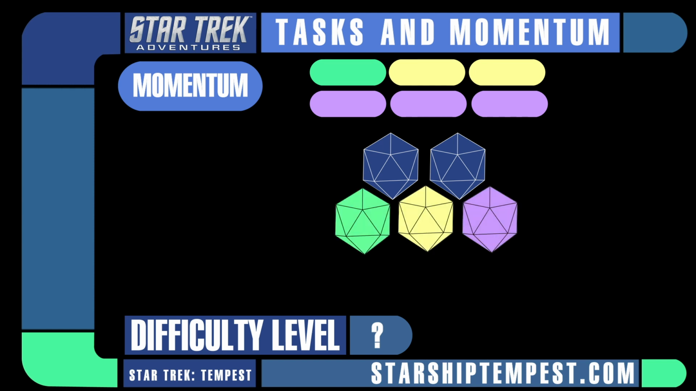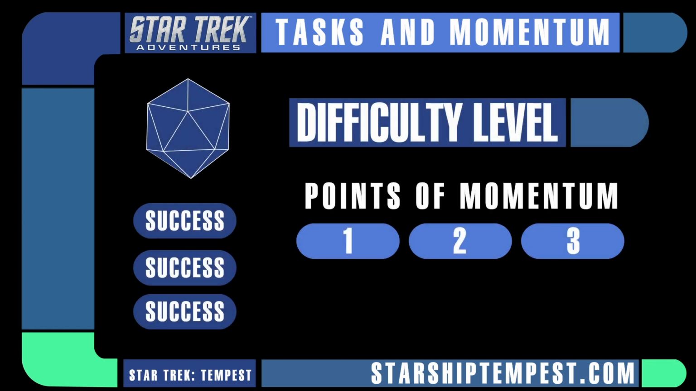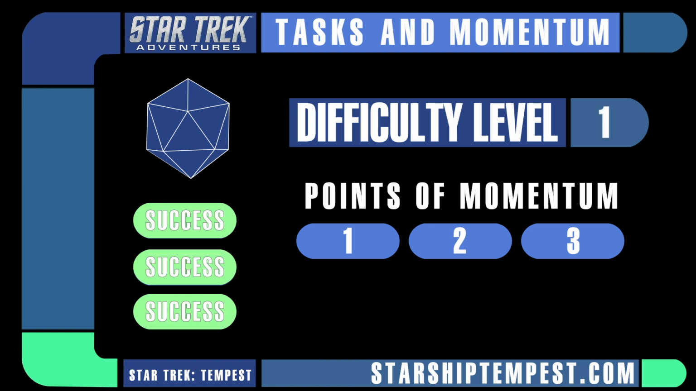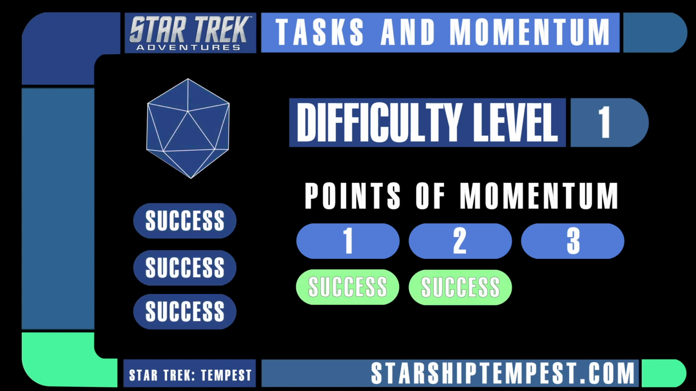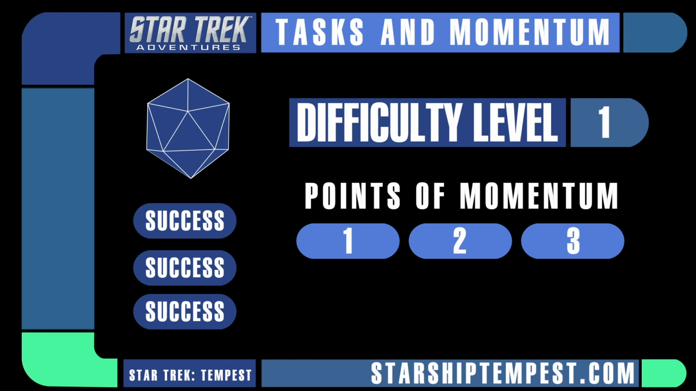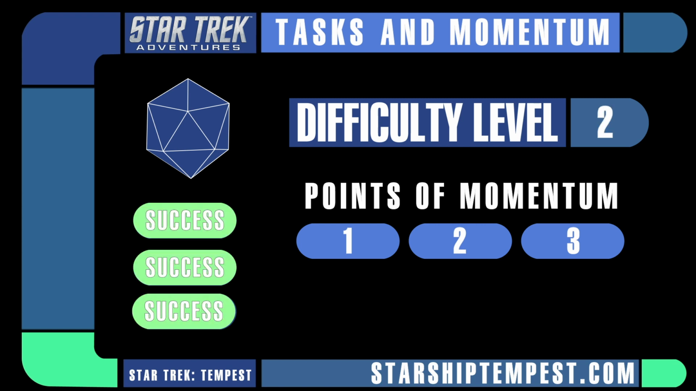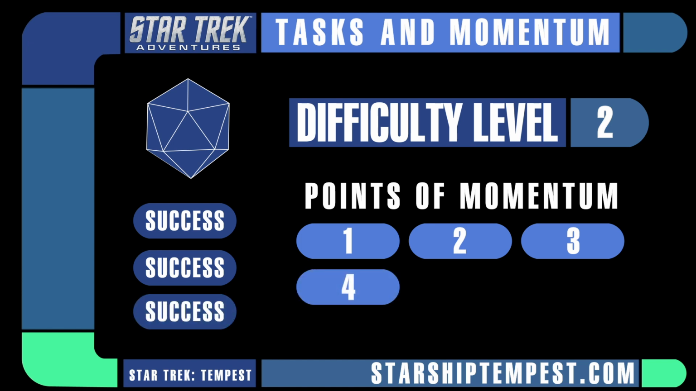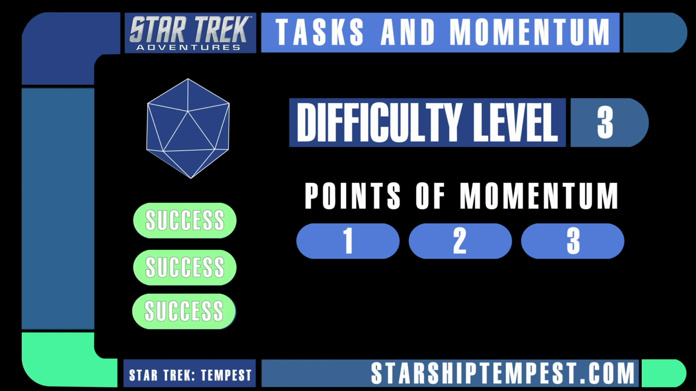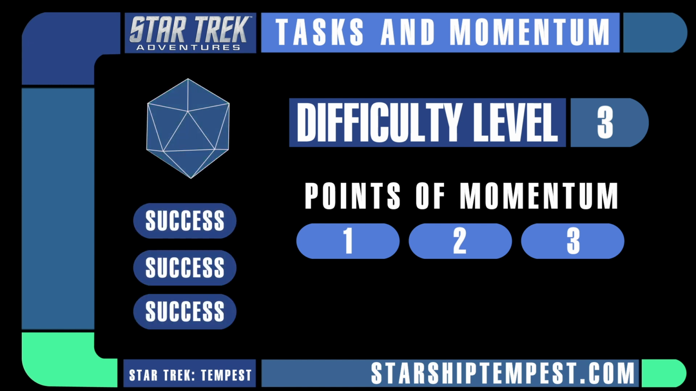How do you earn momentum? For every success the player rolls that is above the task's difficulty level, 1 point of momentum is generated. So for example, let's say a player has rolled 3 successes on a difficulty 1 task. The first success goes to the task itself, while the other 2 successes become points of momentum. If that same roll is a difficulty 2 task, then 2 successes go to the task itself, and only the third success becomes a point of momentum. And if that same roll is a difficulty 3 task, then all 3 successes go to the task itself, and no new momentum is generated.